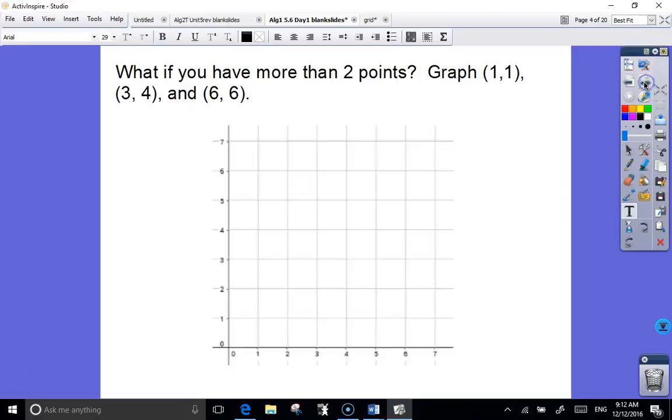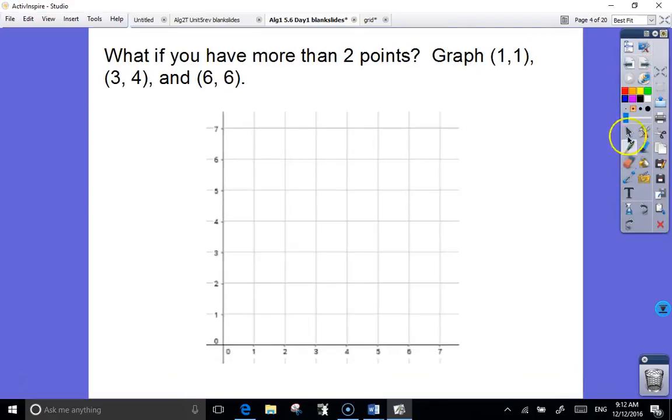Okay. So what if you got more than two points? Like in this case, I got three points: (1, 1), (3, 4), and (6, 6). Now let's see what happens if I graph these things. (1, 1), (3, 4), and (6, 6).